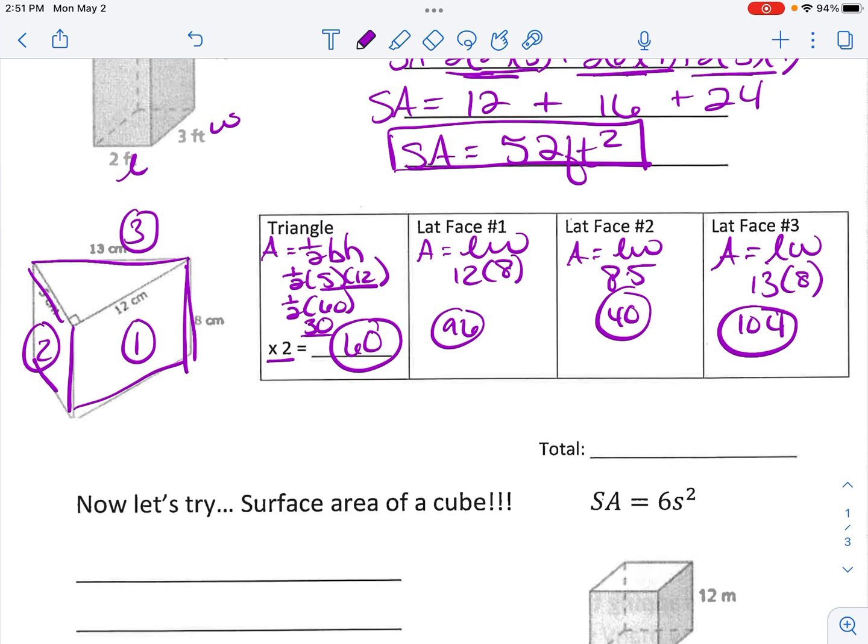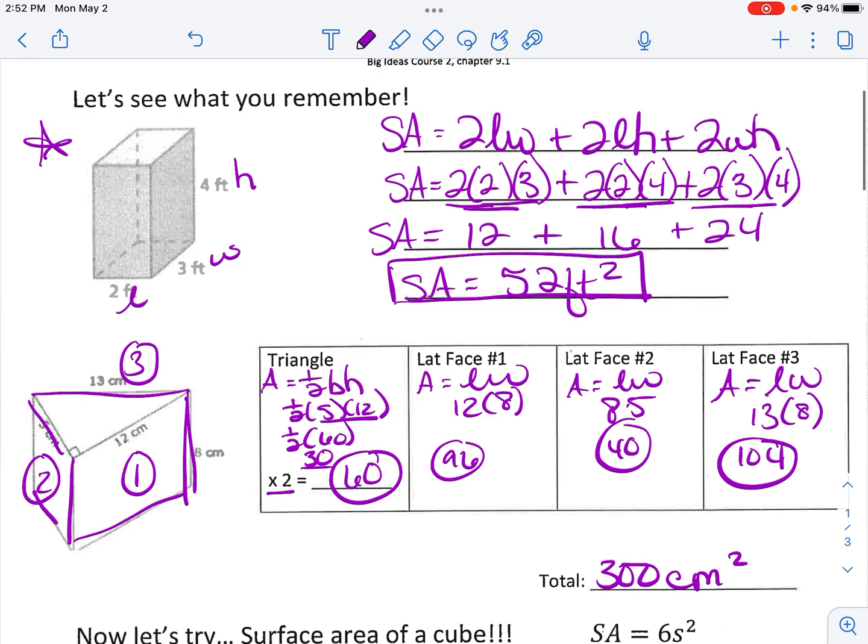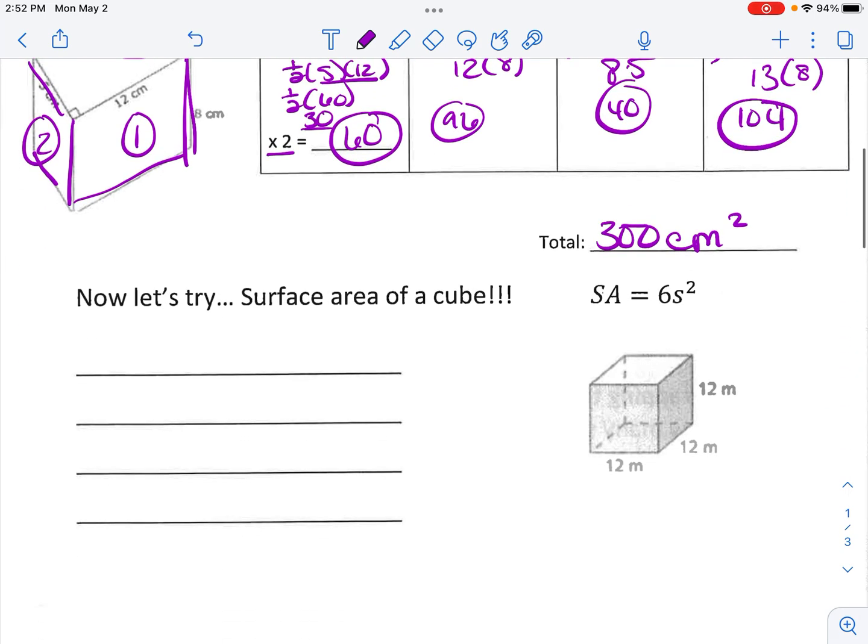Okay, so now we can add 60, both bases, plus 96, plus 40, plus 104. Total area of that triangular prism is 300 centimeters squared, or total surface area, 300 centimeters squared. Okay, so hopefully those are review from what we did. Now let's talk about a cube. Okay, a cube is easier.